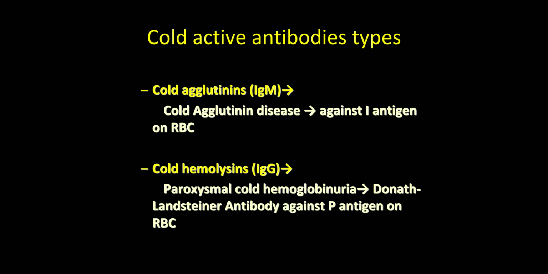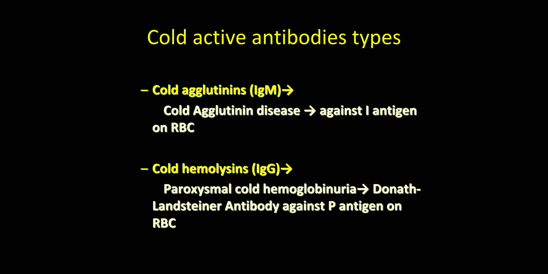These RBCs will have a lot of antigens other than your A, B antigens and Rh antigen. There are a lot of other antigens also. So one of those antigens is I. So if antibodies are directed against this I antigen, that results in this cold agglutinin disease, an IgM antibody type.